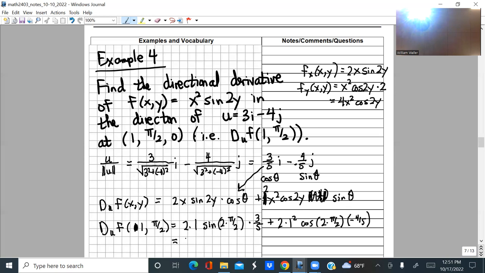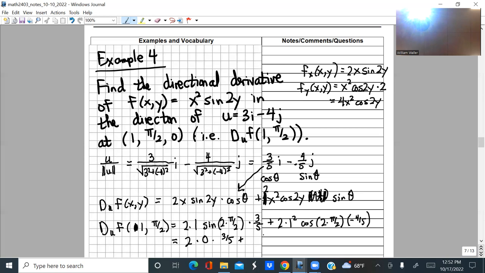Well, let's see. I can do 2 times 1, I think. I know that's 2. What's this? Sine of pi? What is sine of pi? Zero. Yay. So sine of pi is 0 times 3/5. So the 3/5 was kind of useless to me there, right?